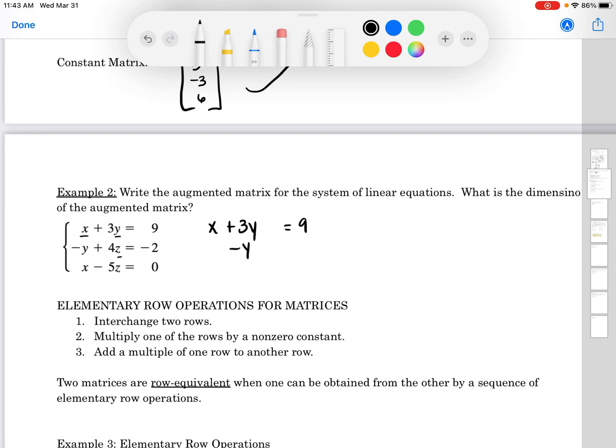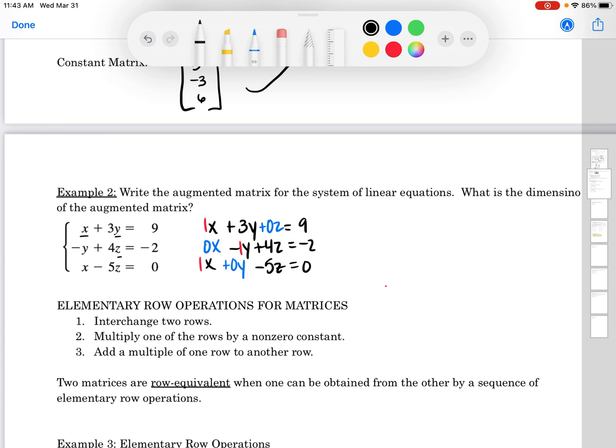Negative y plus 4z is equal to negative 2. And we have x minus 5z is equal to 0. And anywhere with an empty spot, we're going to put in a 0 for it. And anything that didn't have the number written, but the variable was there, we're just going to throw in the 1 so we don't forget.